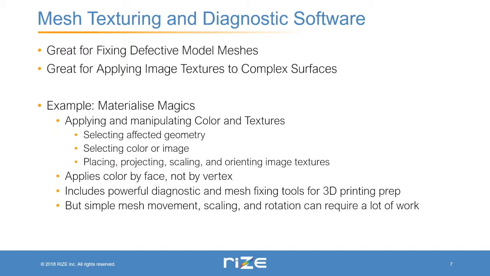So I'm going to open Magics and give a quick example of how to do that. Same as SolidWorks, it'll primarily involve selecting the affected geometry, selecting the color or image you want, and then manipulating the image texture until it's positioned as you desire.